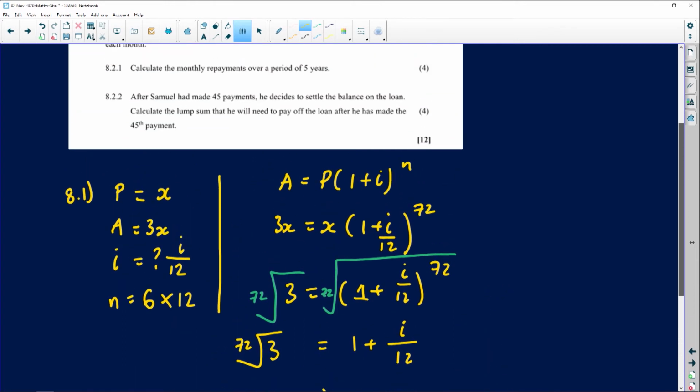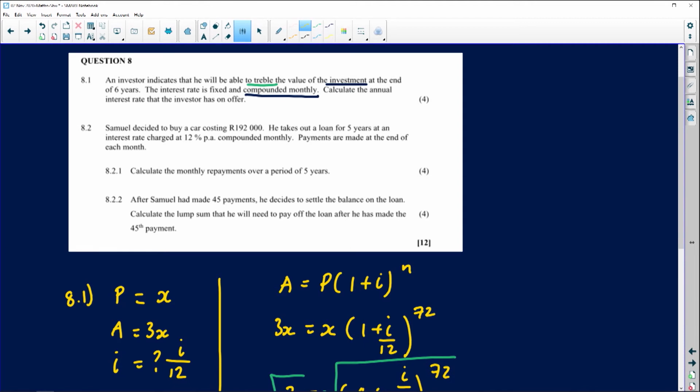Moving on to the second part of this question, we're told that Samuel decides to buy a car costing 192,000. He takes out a loan for 5 years, right? At an interest rate of 12% per annum compounded monthly. Payments are made at the end of each month. Now, those words are big and very important. Payments are made at the end of each month. That tells you that when he makes payment, he's going to make continuous payments. Therefore, this implies that we are now going to start talking about an annuity at some point because it's repeated.